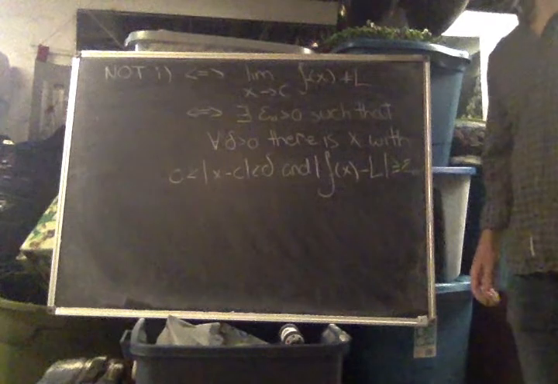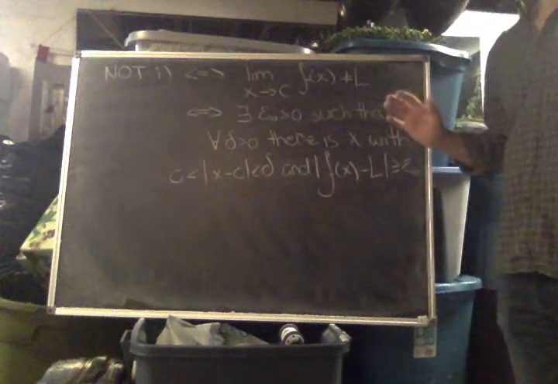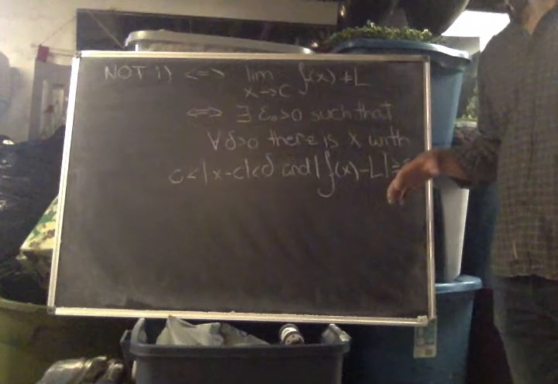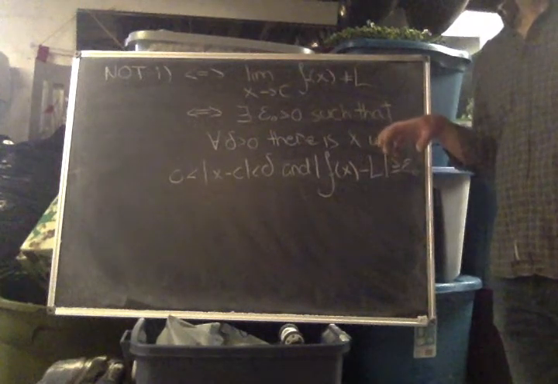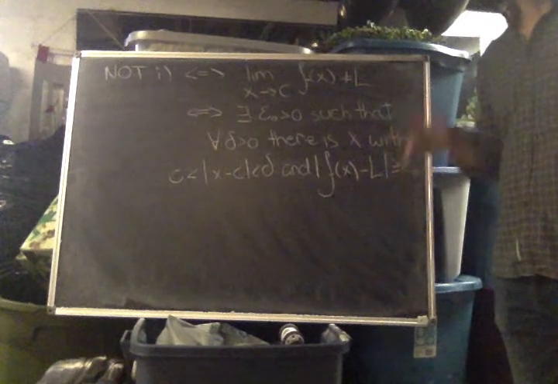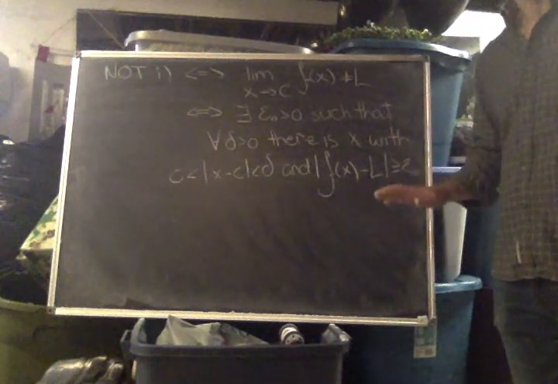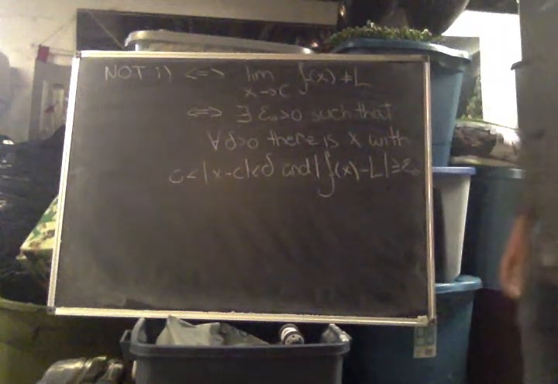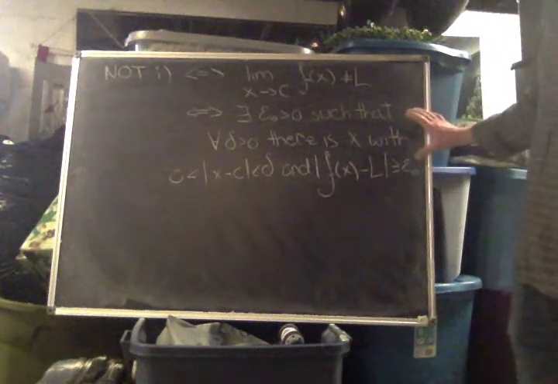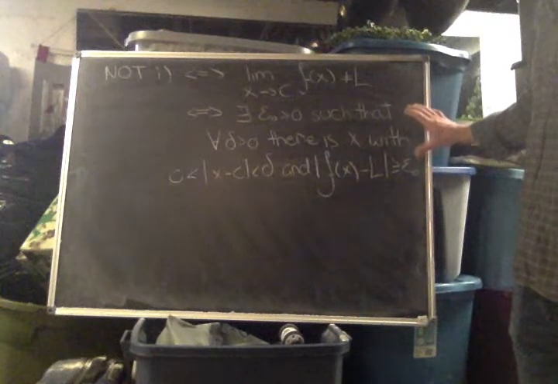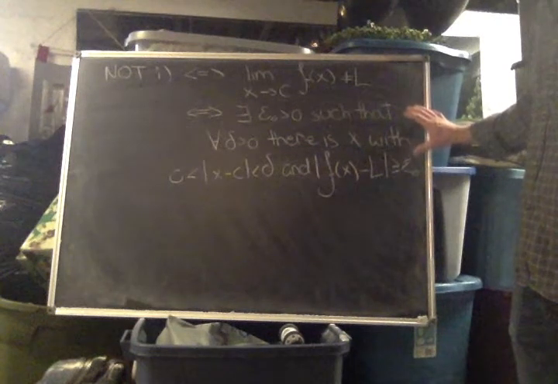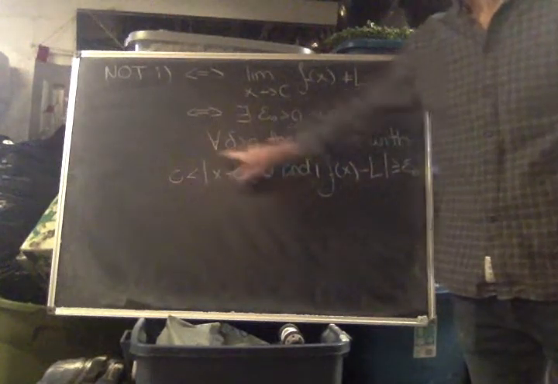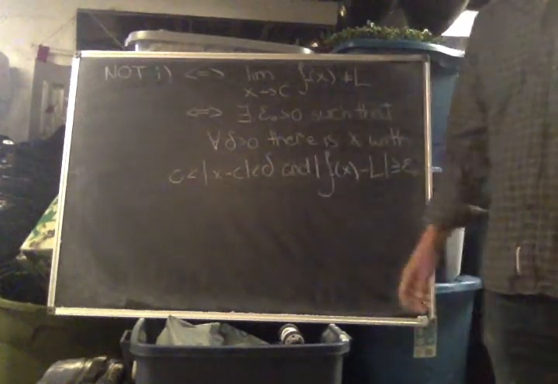And we want to use this to generate a sequence converging to C, which nevertheless has the property that f of that sequence does not converge to L. So all we're going to do, in fact, is take this exact statement here, and pick a sequence of deltas, because this is supposed to work for all delta greater than 0.